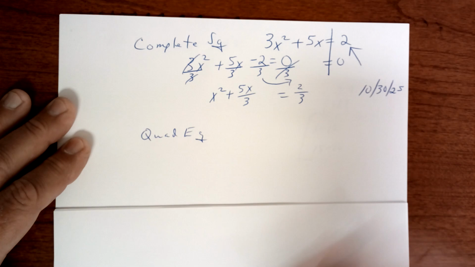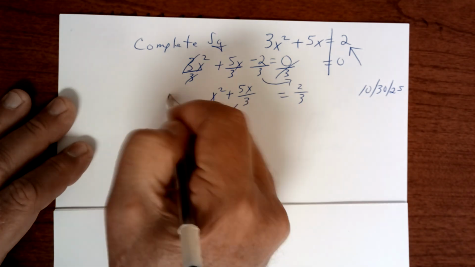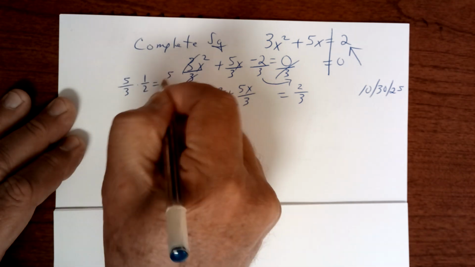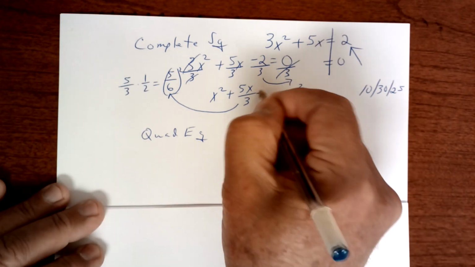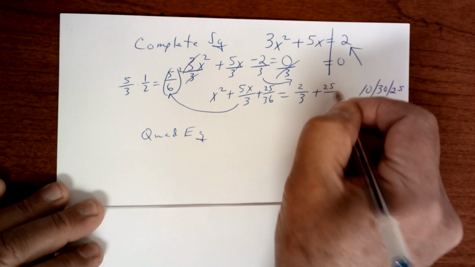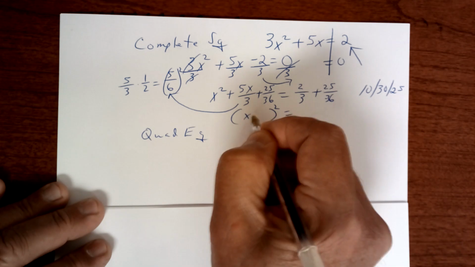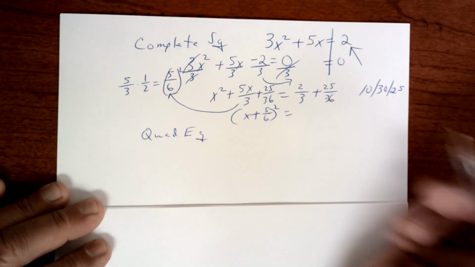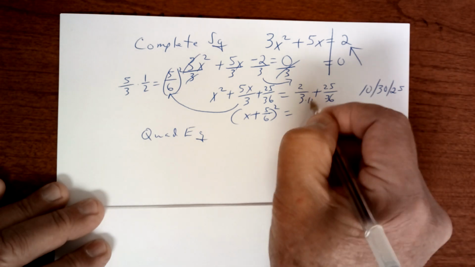Okay, so once you do this, you're going to take half of the middle term. And then you're going to square it. So you're going to add 25 over 36. Once you do that, you have a perfect square. 5 times 5 is 25. Here, you have to multiply this by 12 to get 36.